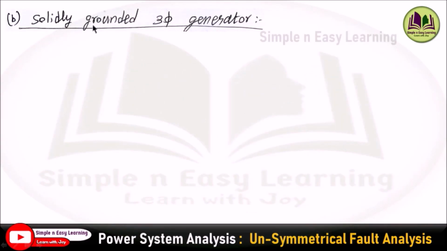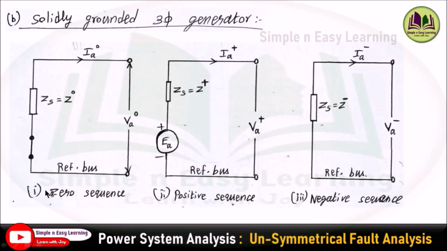And the second case, a solidly grounded three-phase generator. The generator is solidly grounded, there is no neutral impedance connected to the neutral terminal. So the terminal is solidly grounded. In the zero sequence network you just short those terminals, since it is solidly grounded. And the positive sequence and negative sequence networks remain the same as in the previous case.